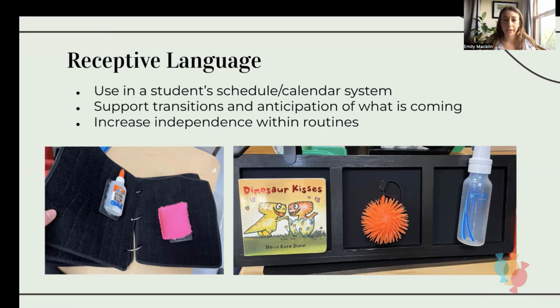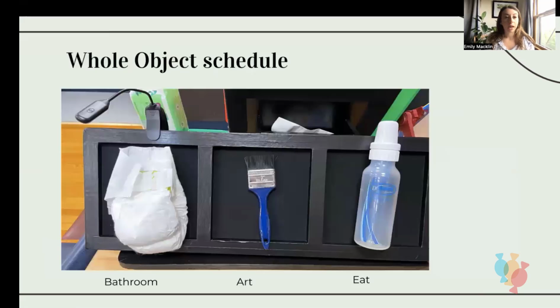And another example here is of a whole object schedule. So we have reading time or a book. Then we have this orange squishy spiky ball. Then there's a bottle. So that would represent feeding time. So it might be reading, then OT, occupational therapy, and then time to eat. And if the student's experience of eating is through a bottle, that would be most meaningful to them. Just another example from that same schedule system.